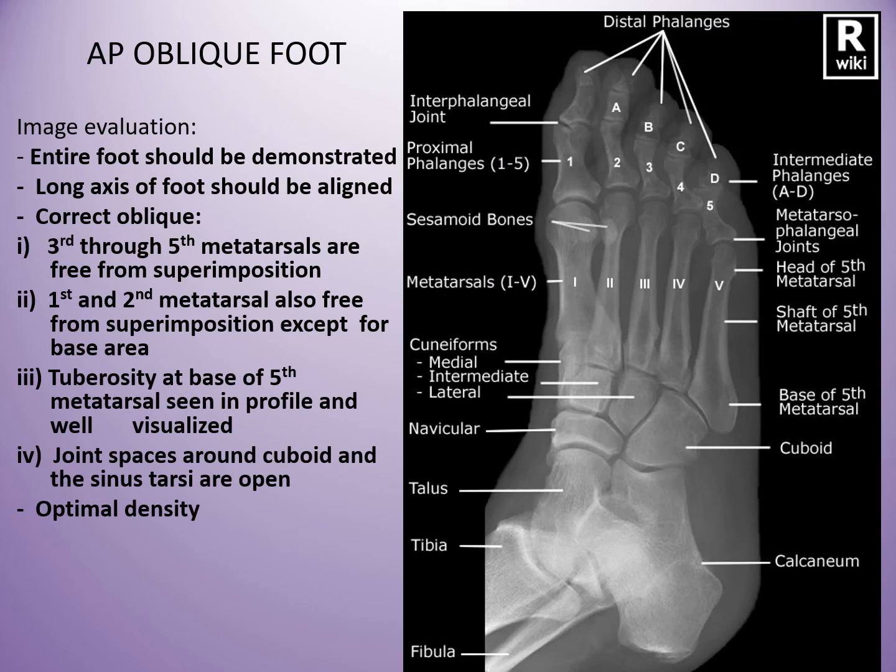Right, this is the appearance of the radiograph to be seen. How do you know it is the AP oblique foot? There is minimal superposition of the third to fifth metatarsals here. The joint space is clearly seen here for the oblique, indicating a true oblique position.